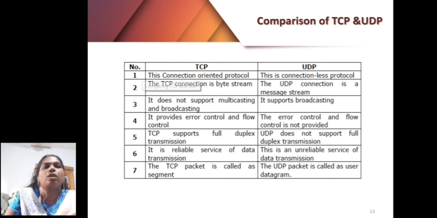UDP supports broadcasting, and TCP has detailed error control and flow control mechanisms, but UDP doesn't have any flow control mechanism, only a small extent of error control with the help of the checksum. TCP supports full duplex communication, UDP doesn't support full duplex communication. TCP provides a reliable service, UDP provides an unreliable service, and TCP packets are called segments, UDP packets are called datagrams. These are the differences between TCP and UDP.